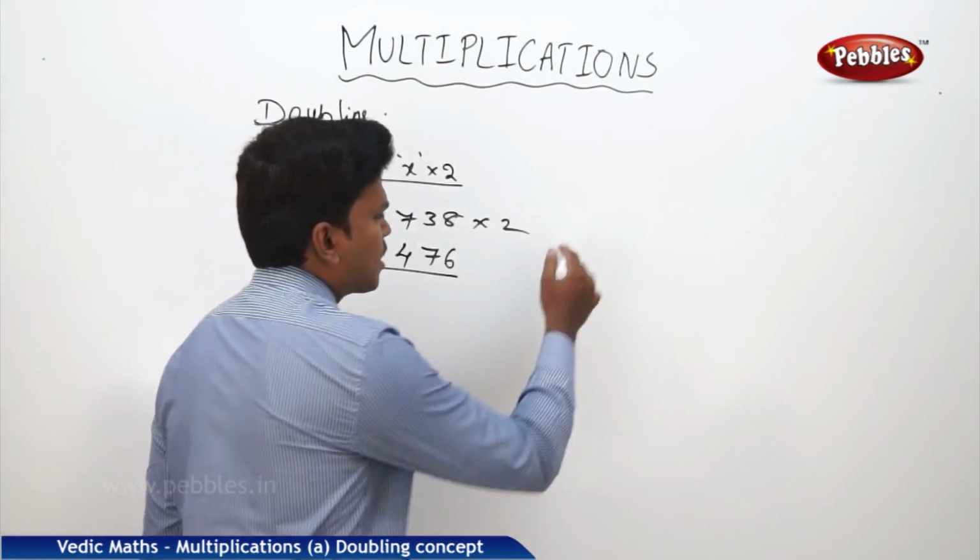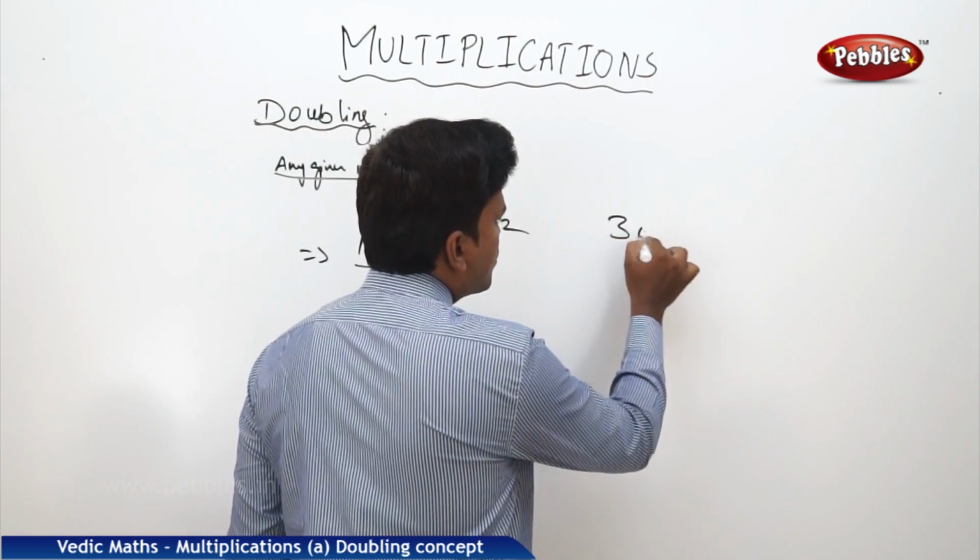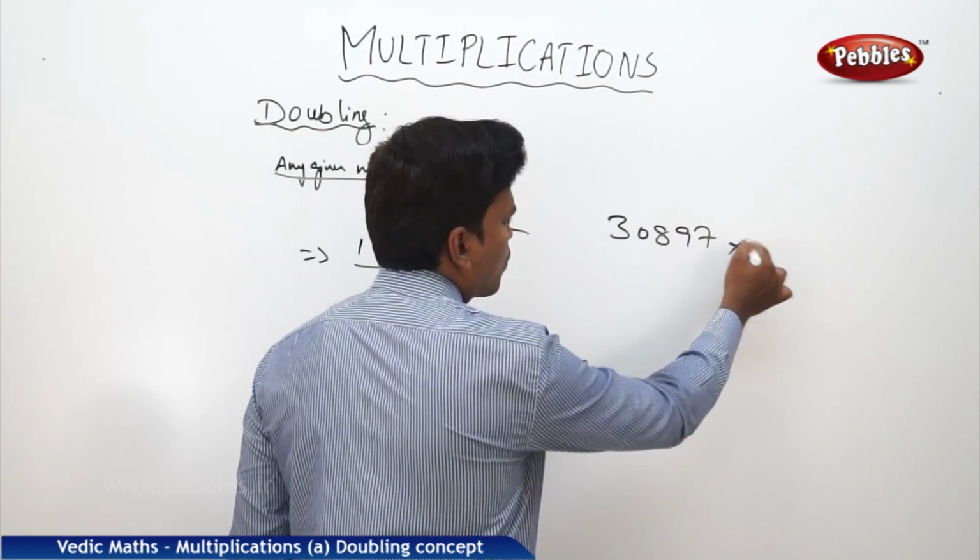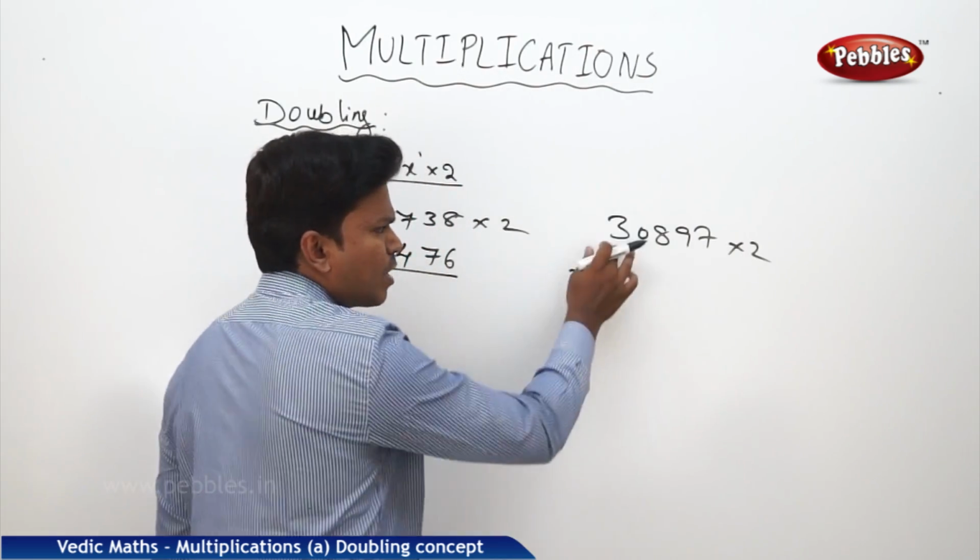One more example, fast. I need 3 0 8 9 7 into 2. Make it fast. 2 3s are 6, but 6 only.